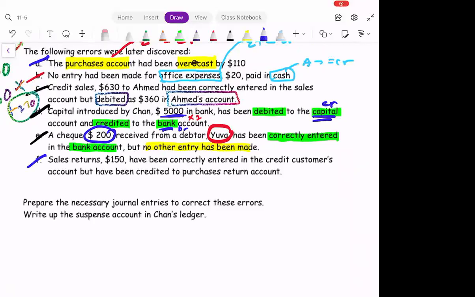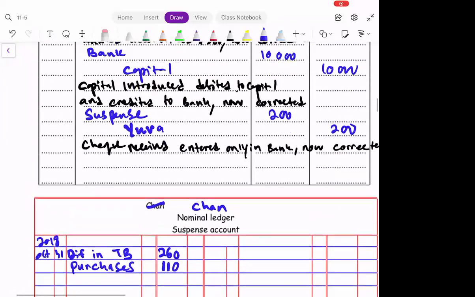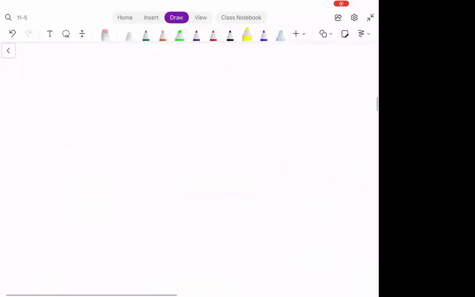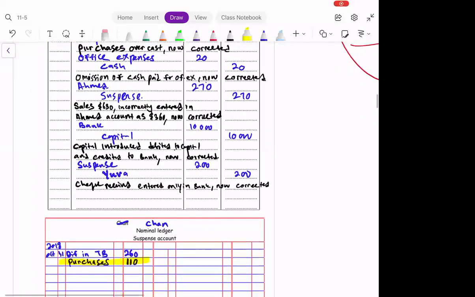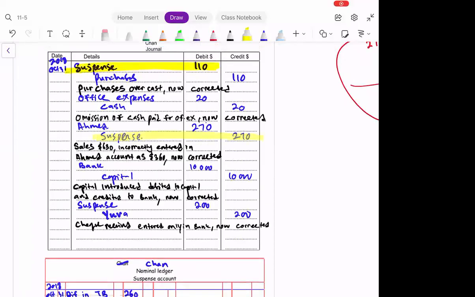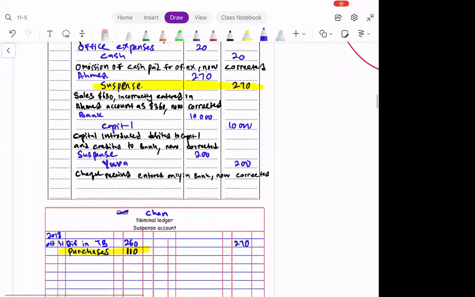Okay, this one is a little bit hard. You need to focus. Since we have a suspense, actually I want to do that at the end. So this suspense from that day, I already wrote here. We have another suspense here. We supposed to write here, credit means here also will be credit. You can do it while you're doing the journal, or you can do it at the end of the question, up to you. Okay, so I write here 270 here, 2018 October 31st.